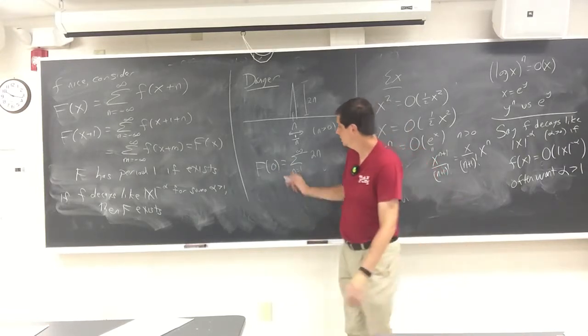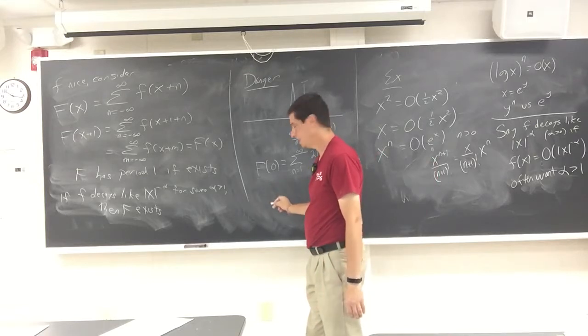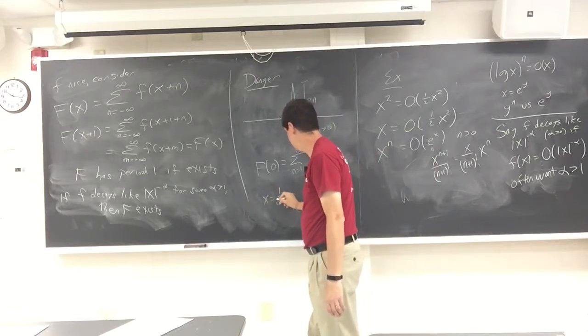Yeah, I lost you there. Okay, let's say you look at x as not an integer. Yeah, let's say x is 1 over 1,000.